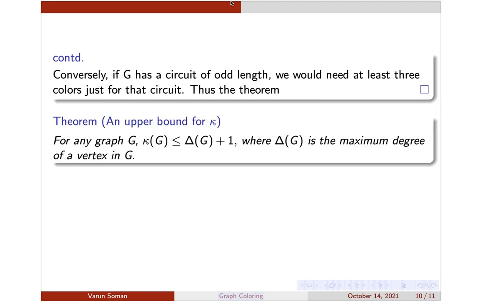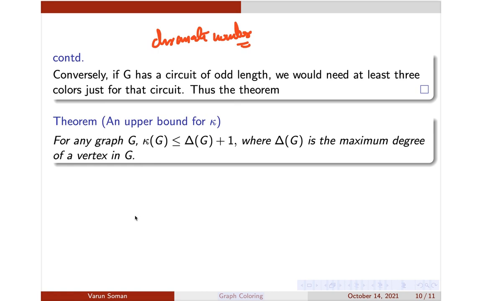Now for the final section, we will discuss an upper bound for the chromatic number. These three theorems are very important because there are not many theorems coming from these sections, so please study these proofs and try to understand them. So what is the upper bound? For any graph G, the chromatic number will always be less than or equal to delta G plus 1, where delta G is the maximum degree of a vertex in G.